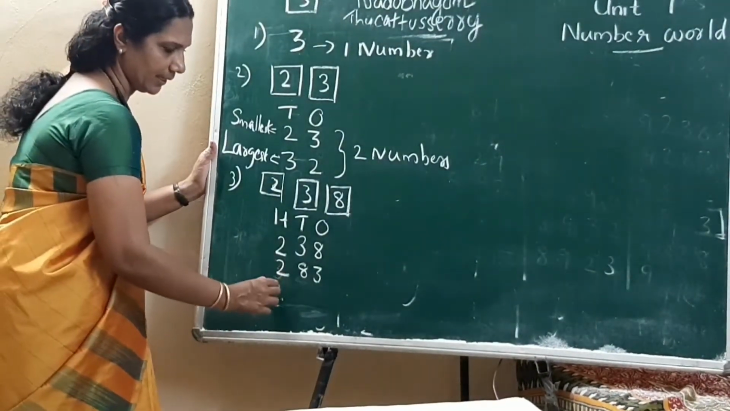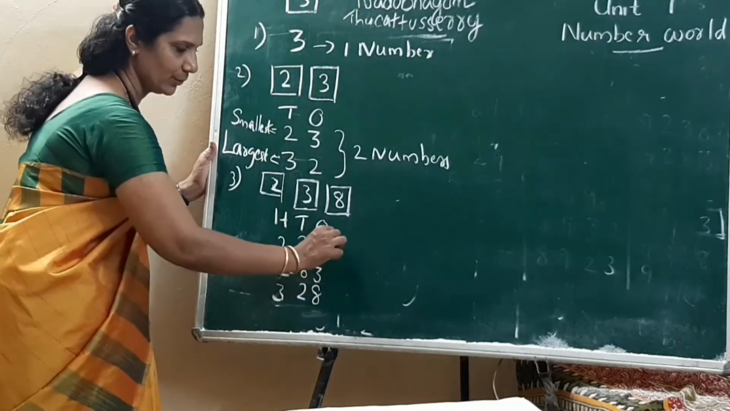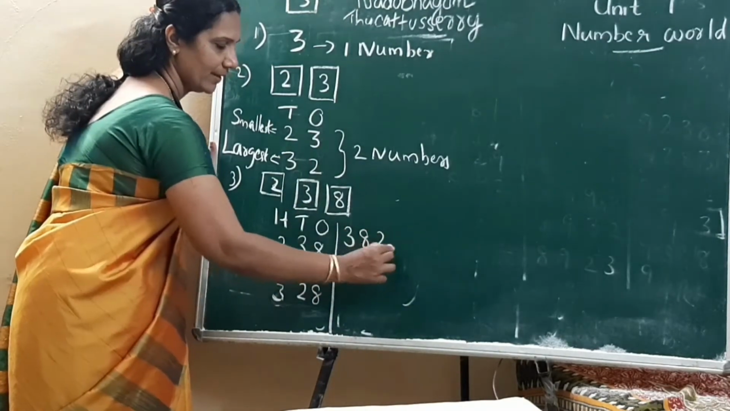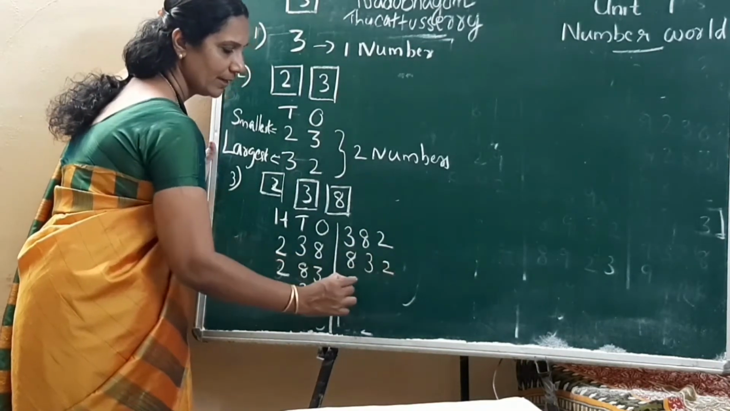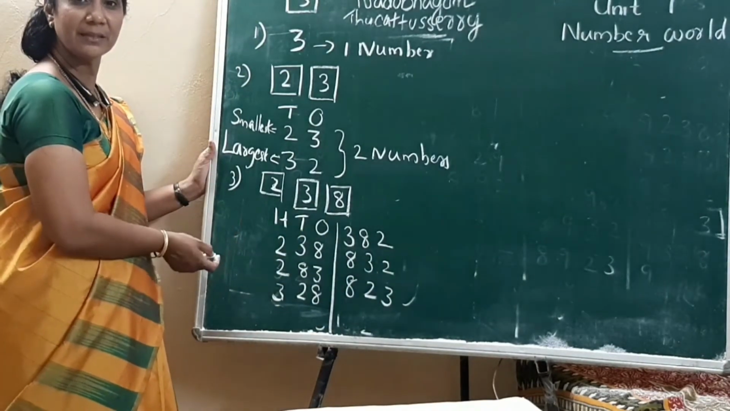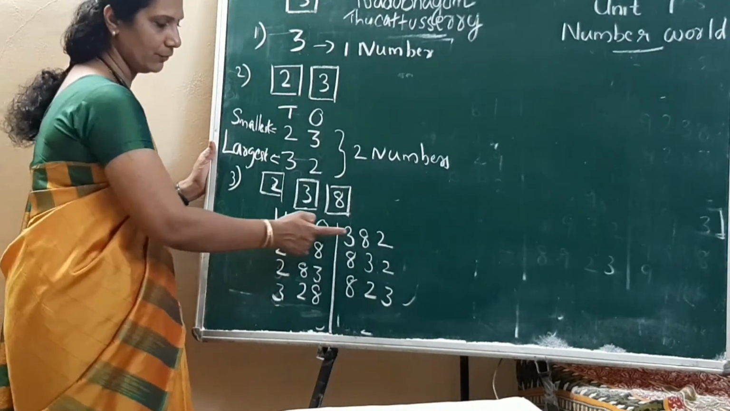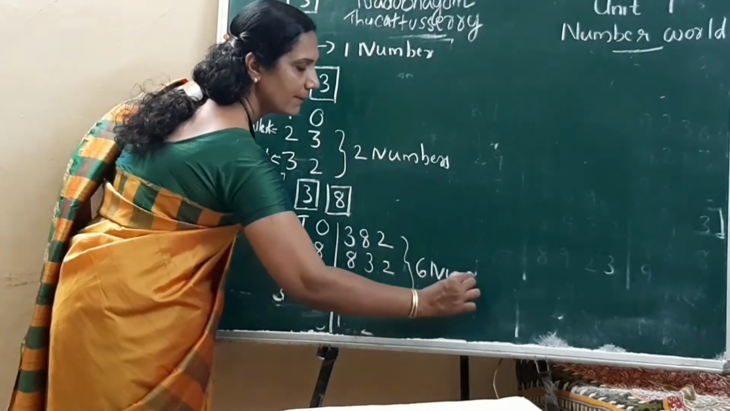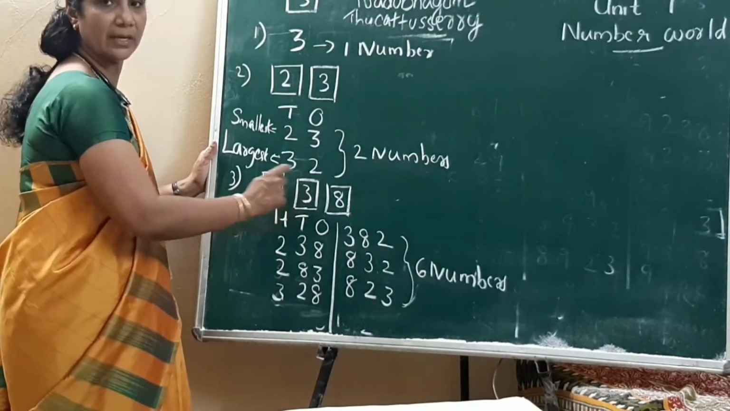Again starting with 3, 2, 8: 328. Then 382. Now you can start with the digit 8: 832, 823. Is there any other number? No. So how many numbers do you have here? 1, 2, 3, 4, 5, 6 numbers. 6 numbers are possible with the digits 2, 3 and 8.